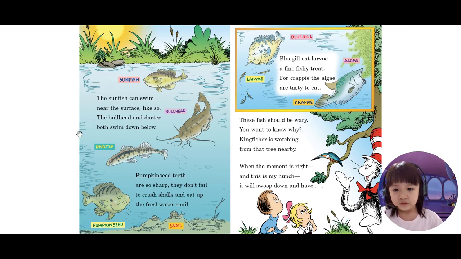Sunfish can swim near the surface like so. The bullhead and dolphin both swim down below. This is the sunfish. The bullhead and dolphin can be seen. They eat up the freshwater snail. The fine fish treat. The copy eats the algae, a tasty treat.